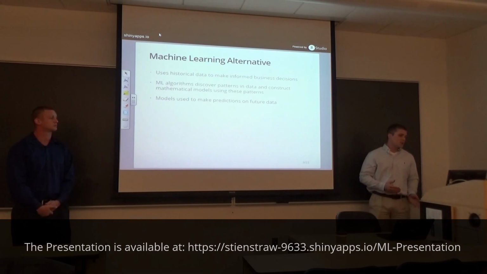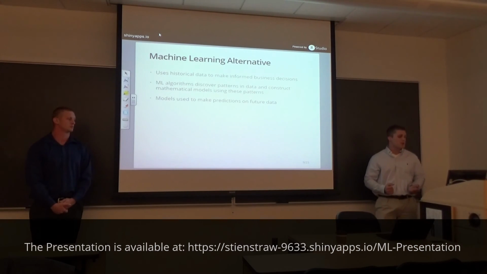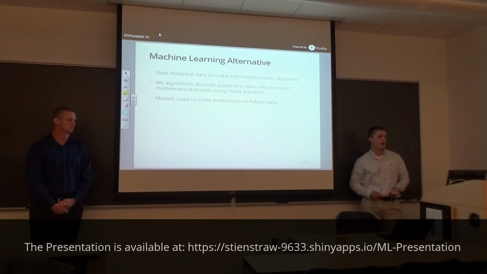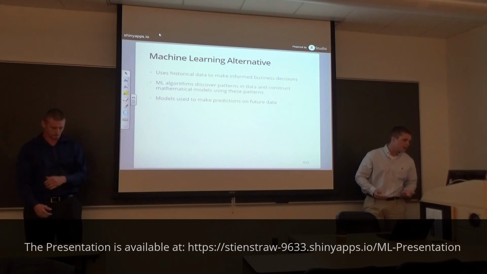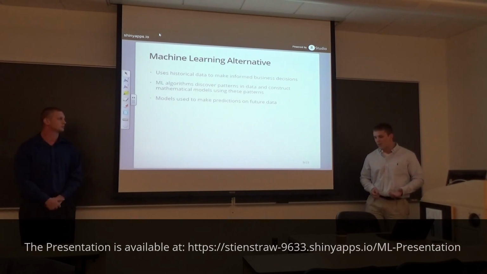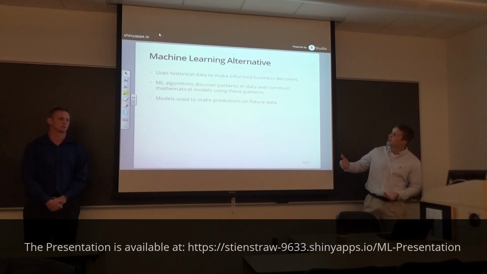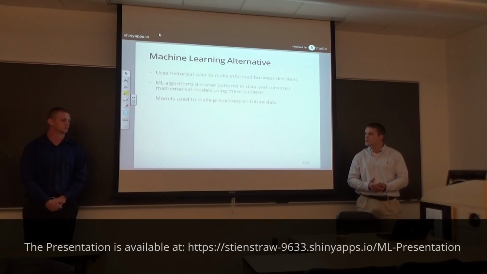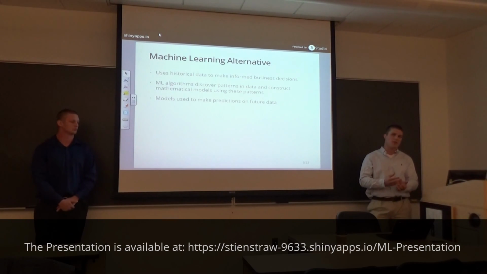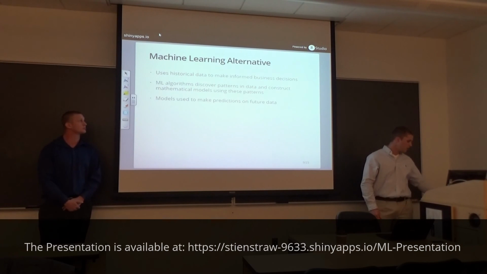Okay, and now getting into machine learning as an alternative. Machine learning uses historical data to make informed business decisions. The machine learning algorithms discover patterns in data and construct mathematical models using these patterns, and the models are used to make predictions on future data. It's important here that the difference between the machine learning models and neural network models versus the Black-Scholes models is there's no partial differential equation. There's no exact solution to these. There's an exact solution, but we don't necessarily know exactly why the outputs are coming out the way they are via the hidden layers within the model.